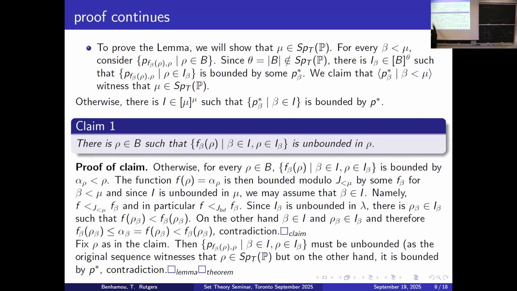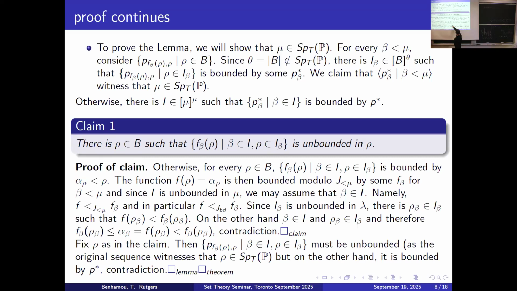Namely, f beta is above f of alpha rho, which is alpha rho, modulo that ideal, and in particular, it's above it in the bounded ideal. This is all I needed. All the PCF preparation was for this part. So f beta, mod bounded, dominates F.